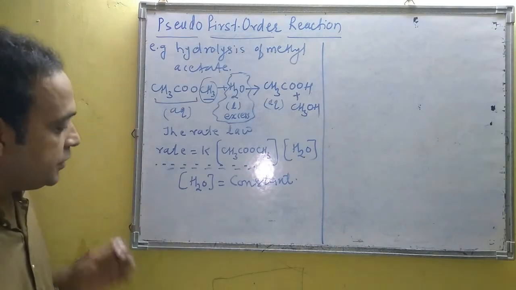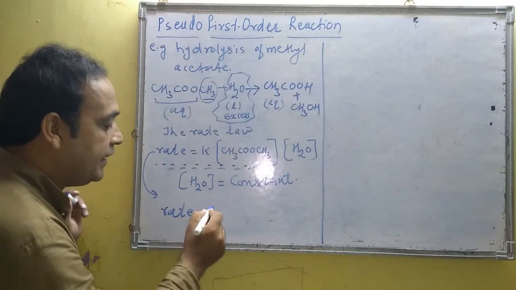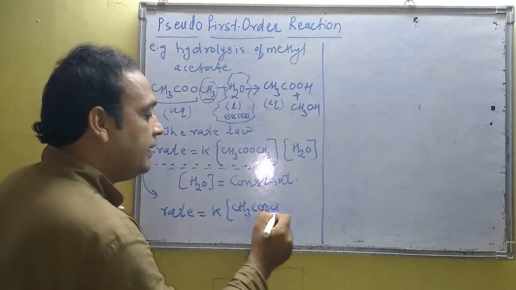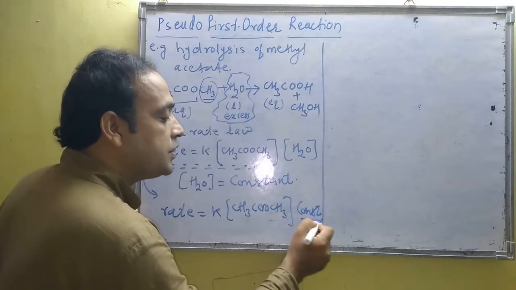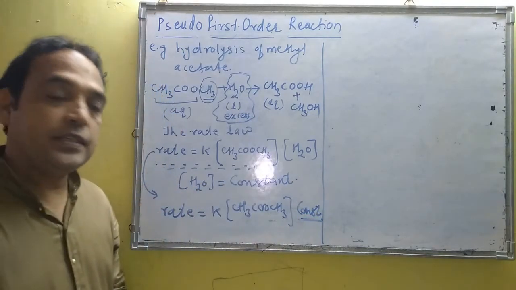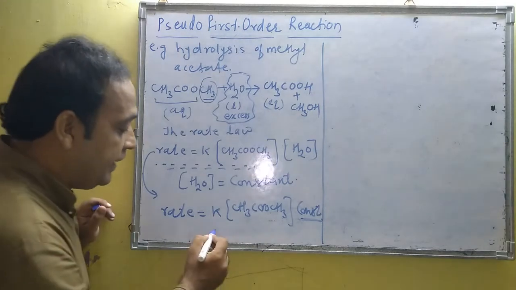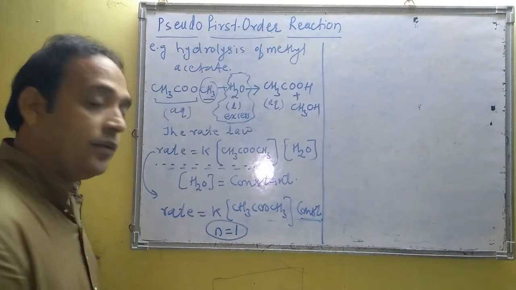Now its concentration remains constant, which means the rate becomes rate is equal to K into concentration of methyl acetate into concentration of water, and water remains constant. This means the rate depends upon only the concentration of methyl acetate. So n, the order of reaction, becomes 1.